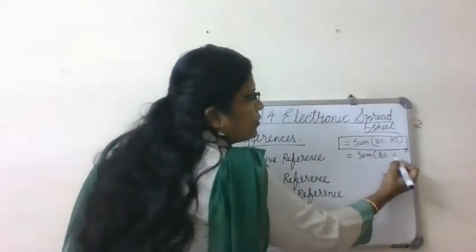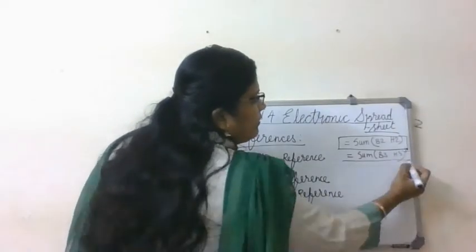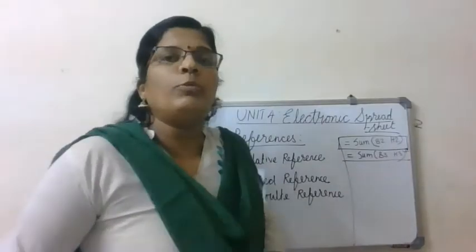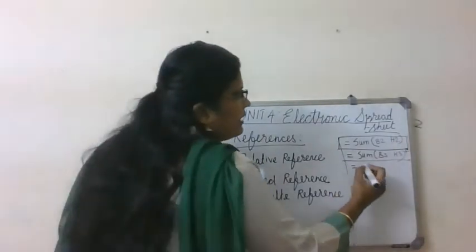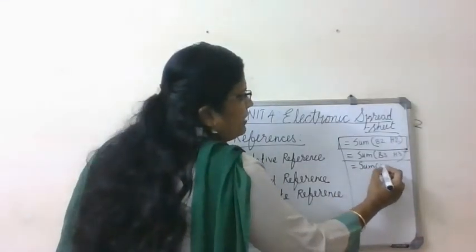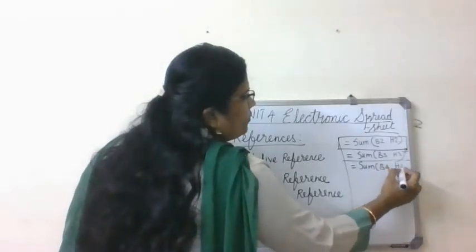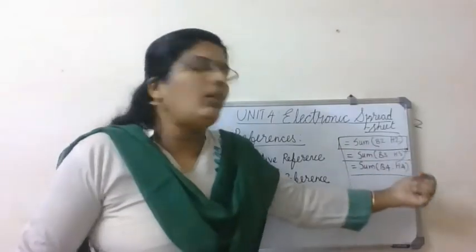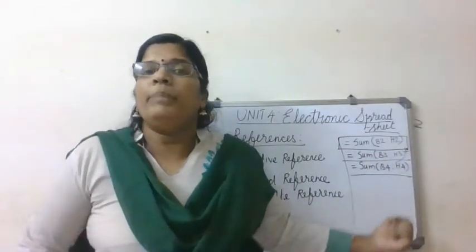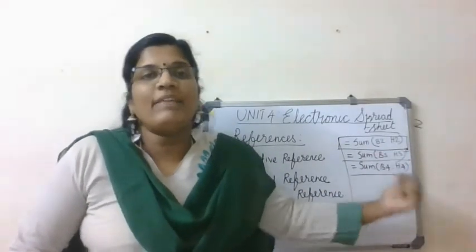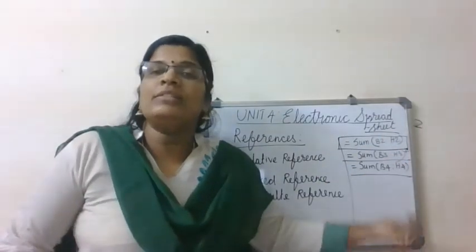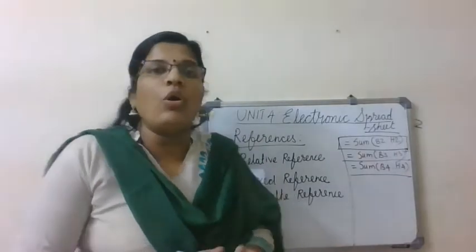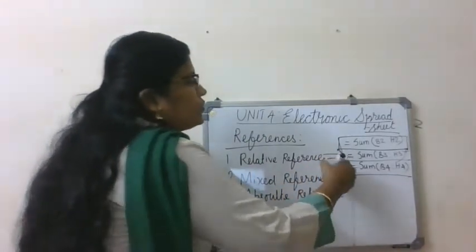So B3 to H3. Then when it goes to the next row, the formula is equal to sum of B4 to H4. Similarly it goes on to B5 to H5, B6 to H6, B7 to H7. Likewise, the cell addresses are getting changed automatically, which is called relative reference.